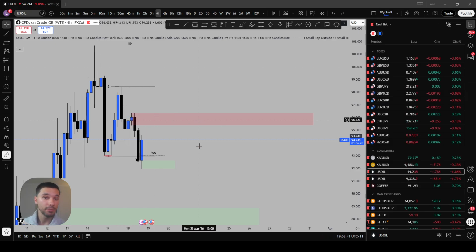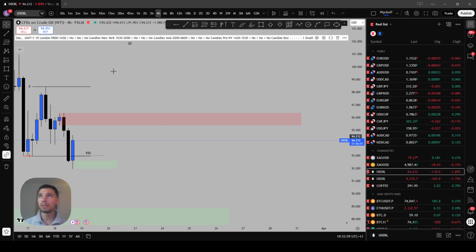So you want to be looking at supply POIs that correlate to the same validity which the range is, if that makes sense. So if you're looking at a 30-minute range, you don't want to be looking at a 1-hour supply POI. It makes no sense. So just be mindful of that.